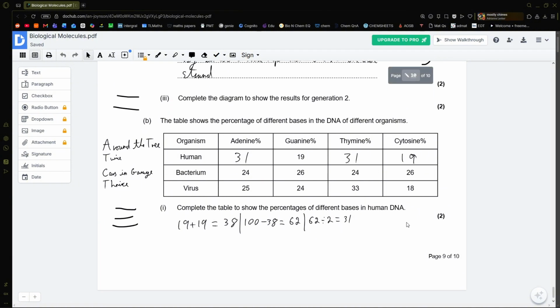So that means adenine and thymine in total have 62% of the bases. However, they both must have an equal amount. So you do 62 divided by 2, meaning that they both must have 31% of the bases. And if you add all of them up, that will be 100%.